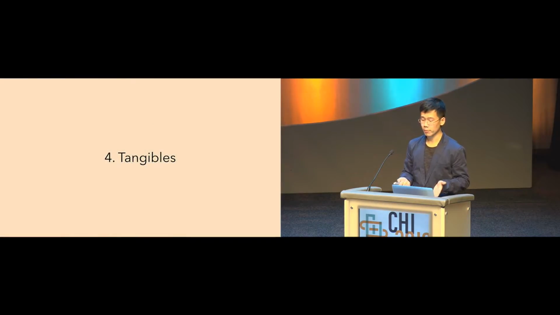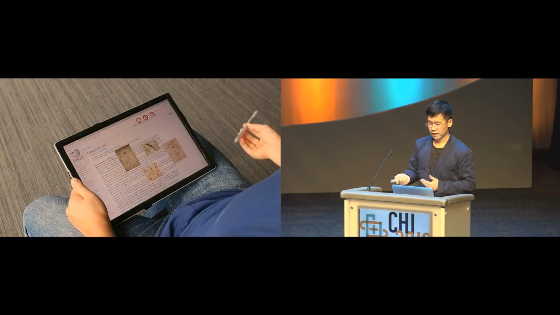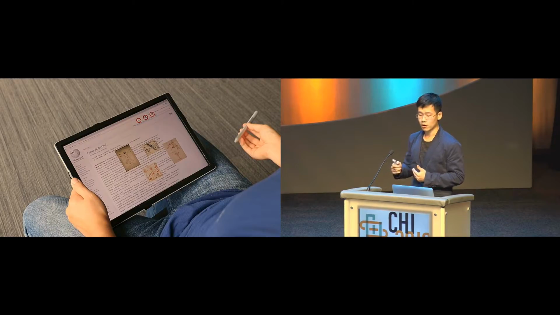Posture awareness can also benefit tangibles on tablets. We found that tablet users often have a hard time understanding the functionalities of the pen. In other words, it's not very discoverable what an eraser button can do and what the barrel button can do. So we built this app where the user can put their pen down on the screen to reveal their functionalities.